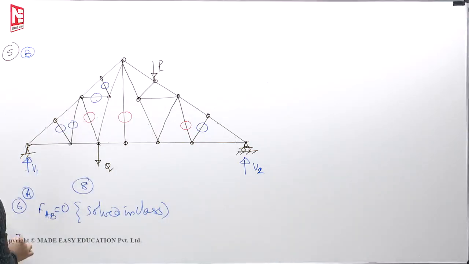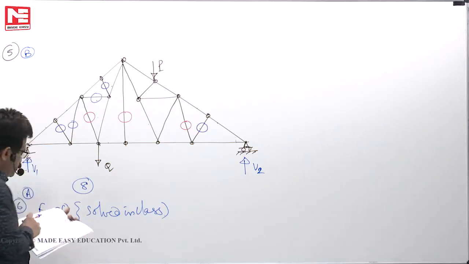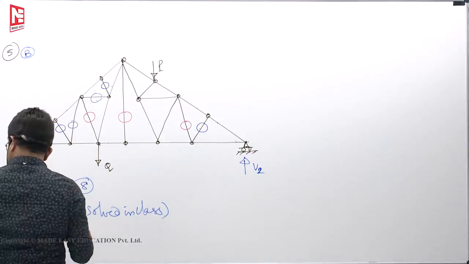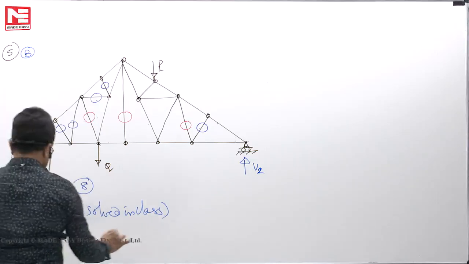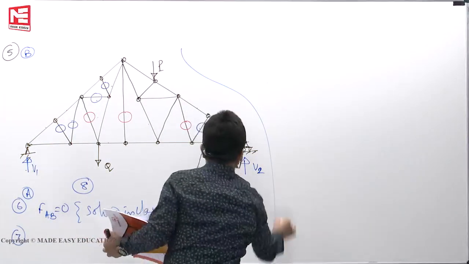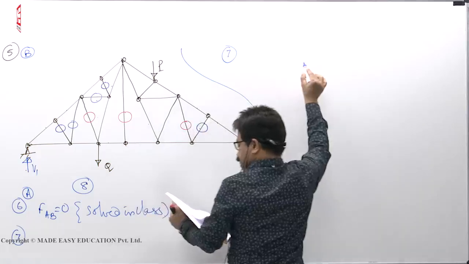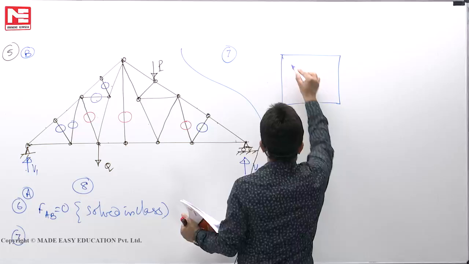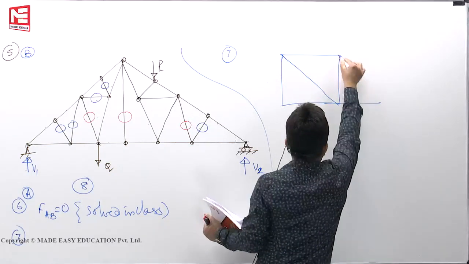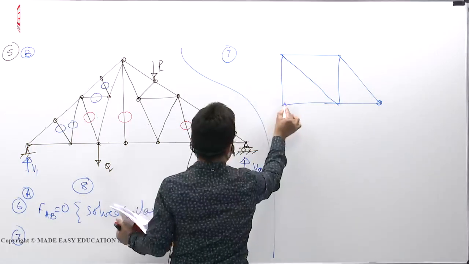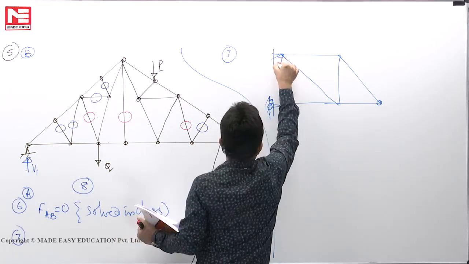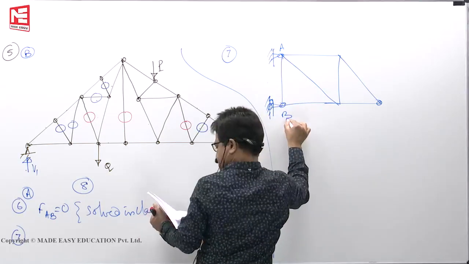Next, seventh one. The diagram shows a truss subjected to loads as indicated. What is the force induced in the member AB? Whatever way they have given, I'll write the seventh question here. See, whatever additional loads were there here, there is a roller at this point. Here there is a hinge. This is A, this is B.